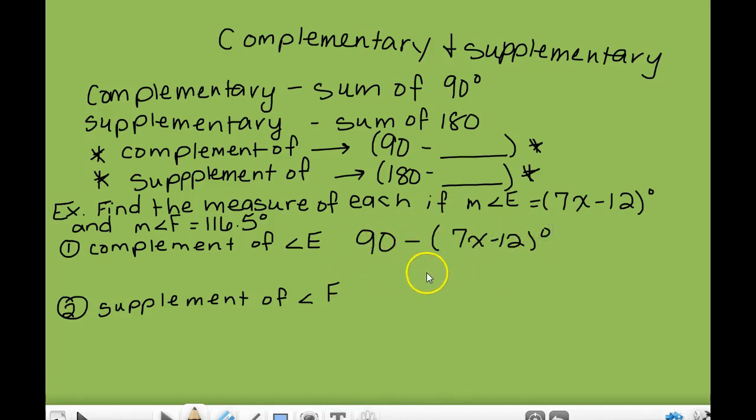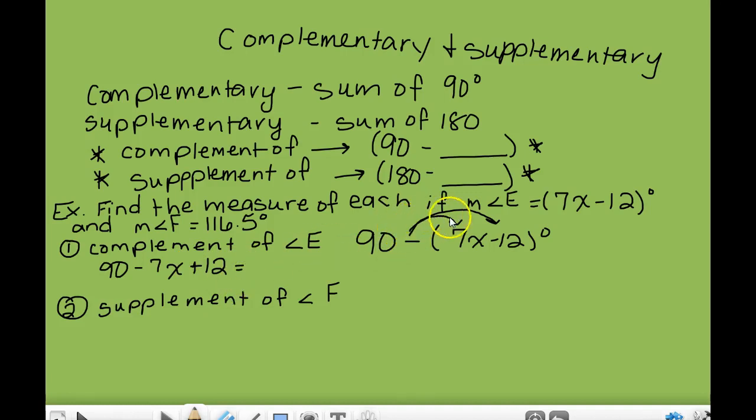Now, of course, you can't just say 90 minus 7x minus 12. You have to evenly distribute that negative, right? So instead of 90 minus 7x minus 12, what will I have? 90 minus 7x plus 12. Very good.